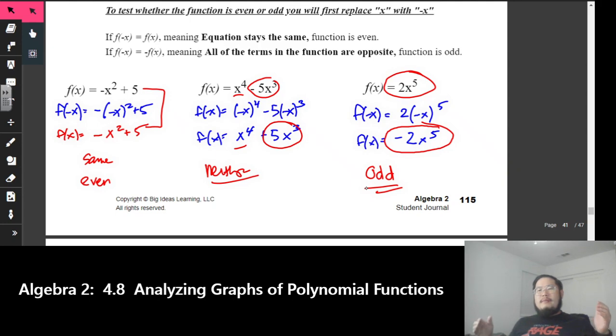So what I care about is, do you understand where the zeros are for each function? Can you tell me what the end behaviors are, and at least give you a general idea of where the function will go through the x-axis or just touch the x-axis? And that right there is section 4.8 for us.